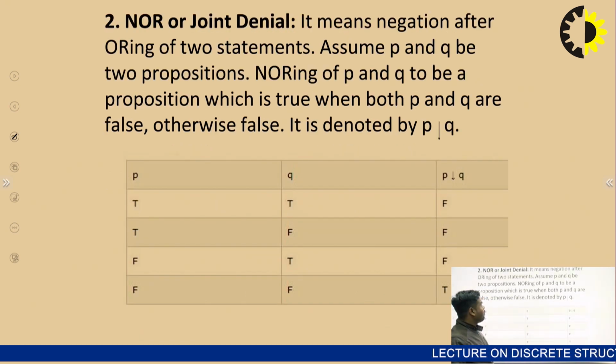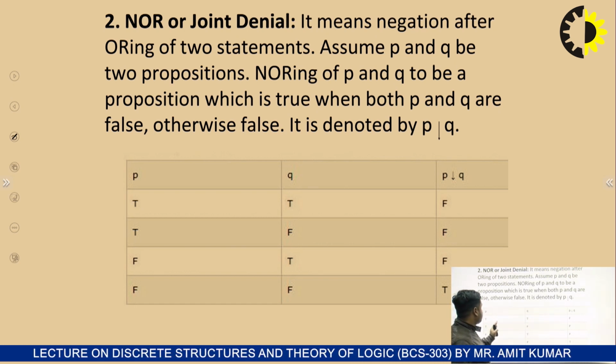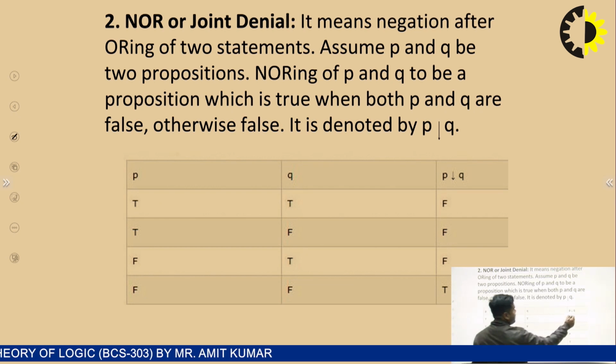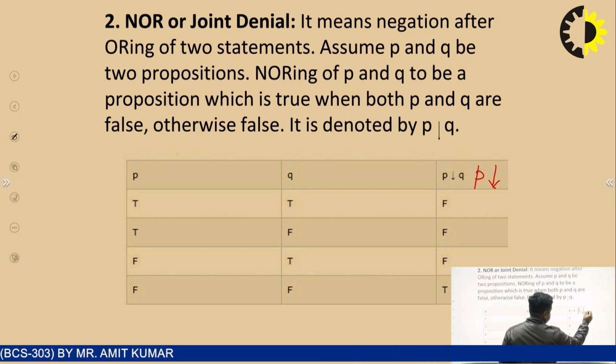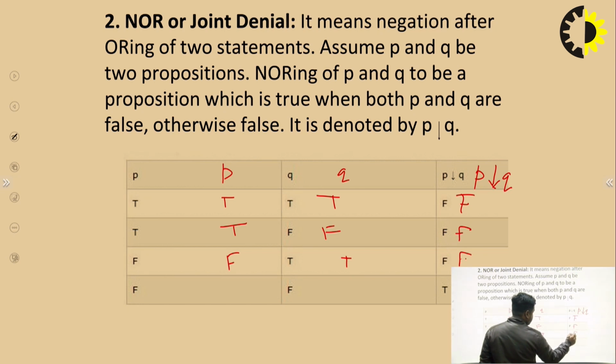Now NOR. NOR is the negation after the ORing of two statements. Assume P and Q are two propositions. NORing of P and Q is the proposition which is true when both P and Q are false. Otherwise, all the statements are false. It is denoted by P NOR Q. True, true, false. True, false, false. False, true, false. False, false, true.